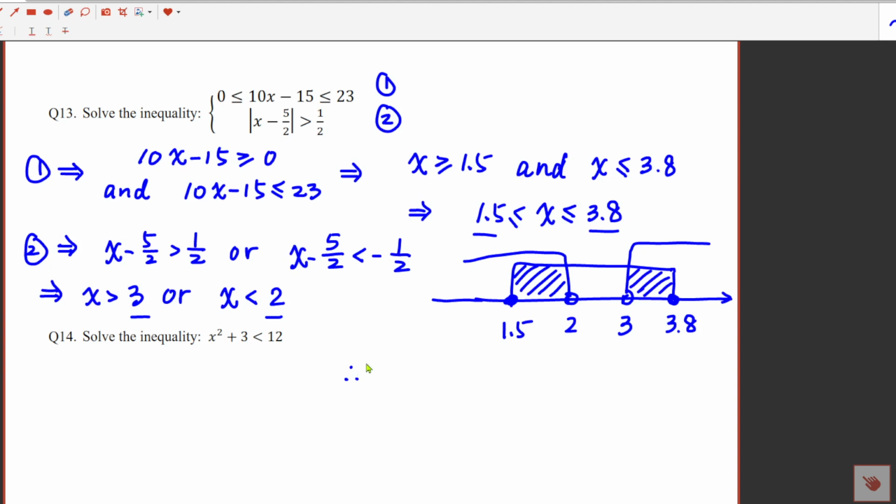Okay, final solution, x is larger than or equal to 1.5 and less than 2. Or there is a second interval that can satisfy this system, which is x is larger than 3 and less than or equal to 3.8. You see that?